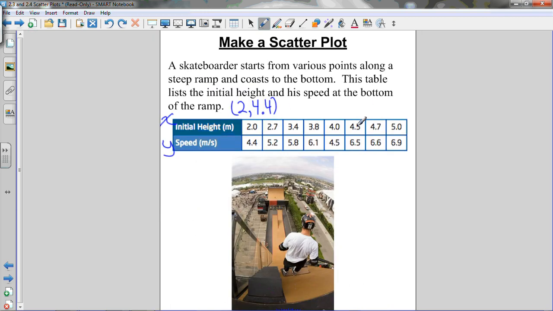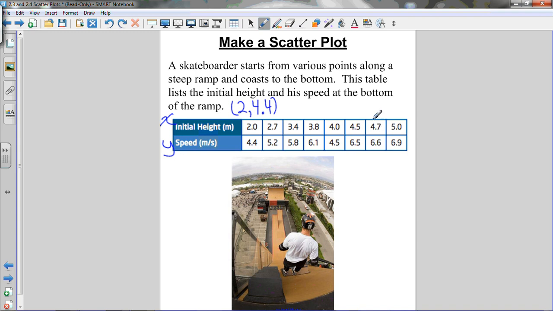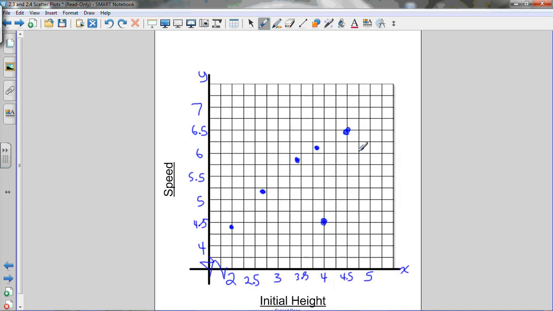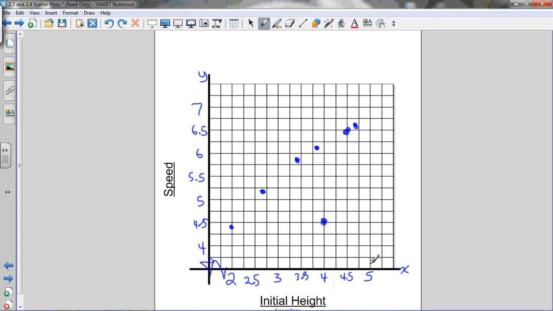At initial height of 4.5, speed of 6.5. Well, that's at a nice lattice point here, so that'll be easy to plot. 4.5, 6.5. And at initial height of 4.7, speed of 6.6. 4.7, 6.6. About there. And lastly, height of 5, speed of 6.9. Just about 7. Good, so there's my data.